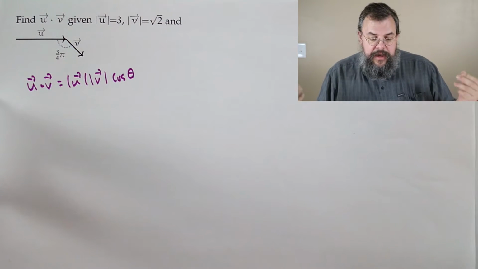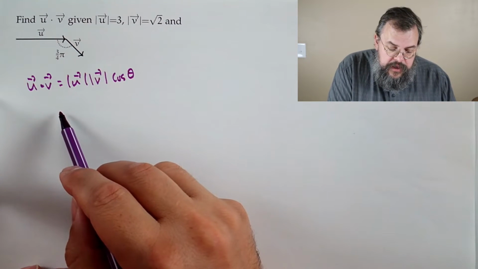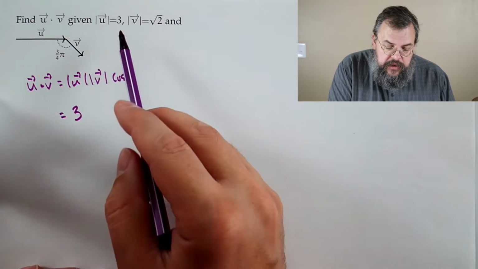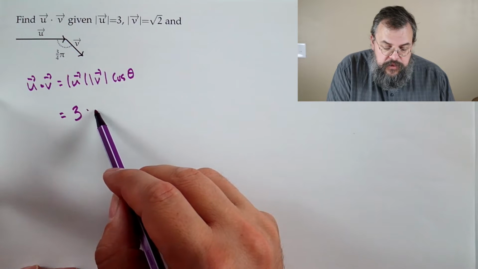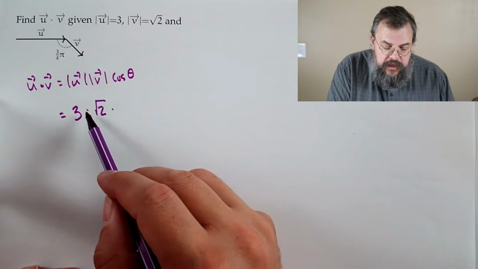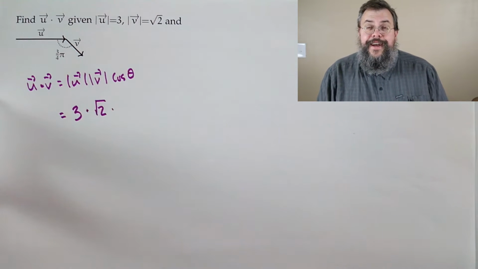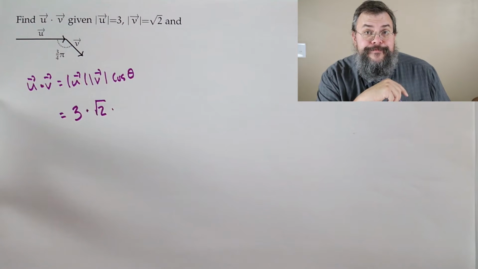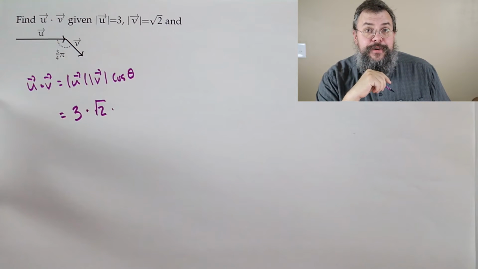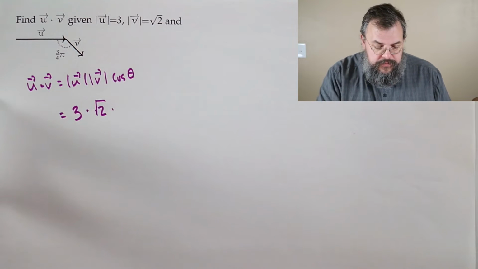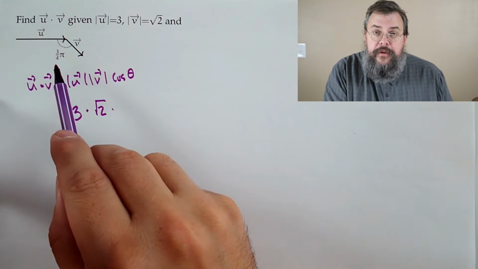So it seems like we have everything we need. So we have 3, because that's the magnitude of u, root 2, because that's the magnitude of v, and then we have cosine of our angle, right? And so what's our angle? And why is it not 3 pi fourths? Now you're probably looking at that and saying, that's our angle. It's 3 pi fourths. What are you talking about?